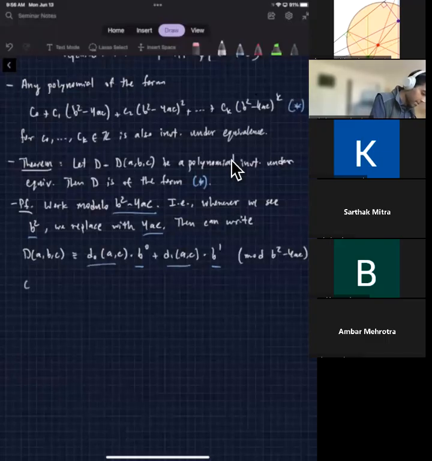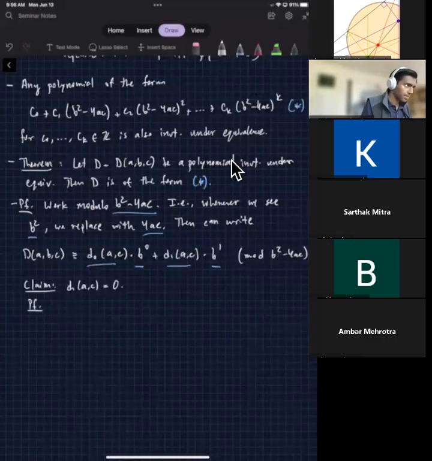Now we have a little intermediate claim. First claim is that d1(a,c) is equal to 0. Okay, so let's prove the claim. And when I say equal to 0, I mean honestly equal to 0, not just equal to 0 mod b squared minus 4ac.